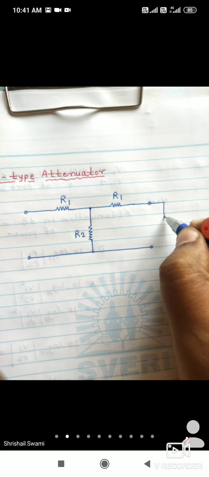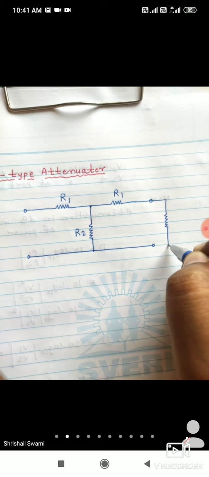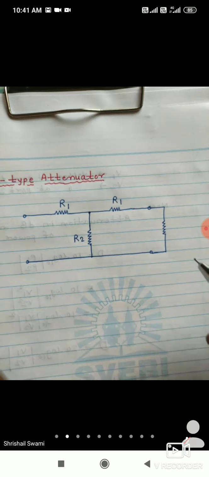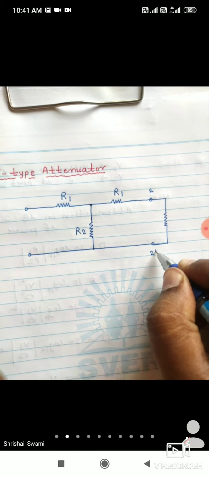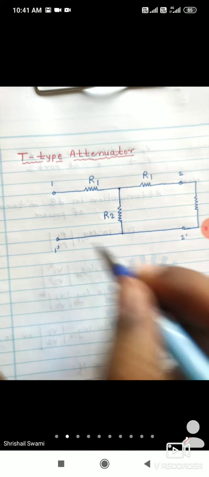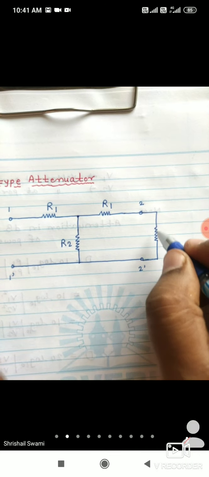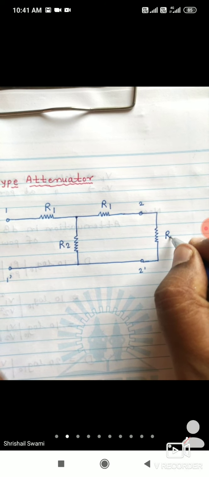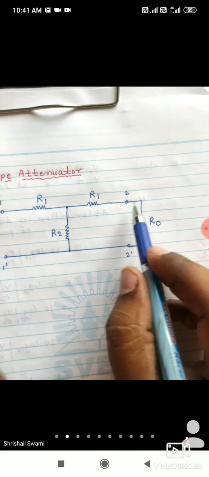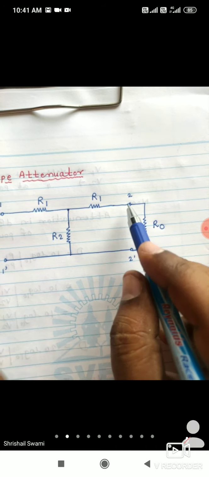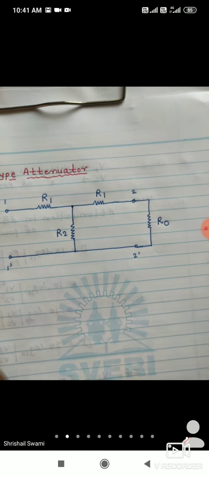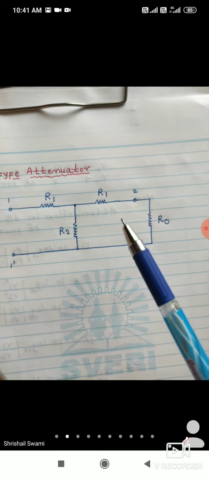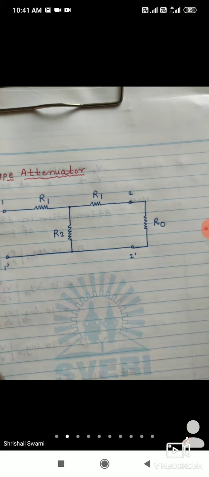Now, as usual, we are going to connect the load impedance, or characteristic impedance, or design impedance at the second port, that is 2 dash. I will give the name, although it is not mandatory to write the port name. So at the second port we are adding the characteristic impedance, that is R0. Without connecting a characteristic impedance, or without connecting the load impedance at the second port, you cannot use this circuit as an attenuator, because for attenuation two points are important.